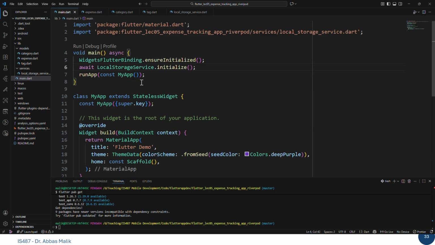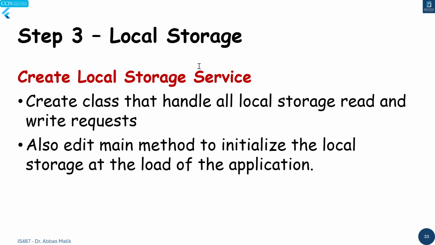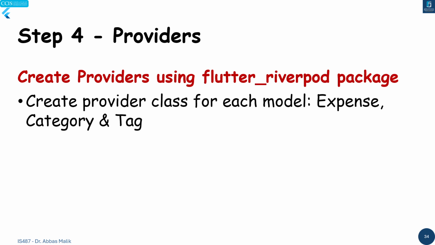We don't need to worry about that. Okay, so we have initialized them. So what is the next step? Step number 4 is creating the provider. It means that we have created a provider class for each model: expense, category, and tag. And then we also need to make sure that our application actually knows about those providers.